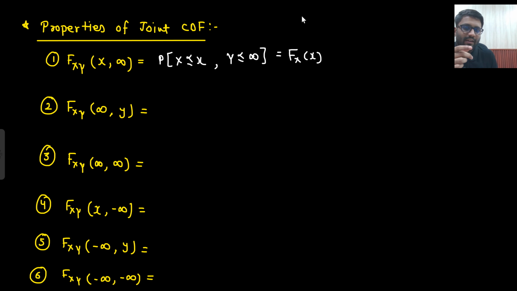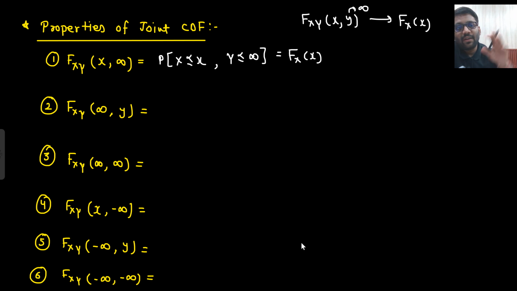If this particular thing is given, from here how would you get Fx of x? In place of y, what will you put? Infinity. That's it. If I put infinity in place of y, what is it saying? The probability of random variable y taking a value lesser than infinity, which is 100% sure. You are 100% sure that y will be taking a value lesser than infinity only. So that means this is not our matter of concern now. Our only matter of concern is this particular thing.